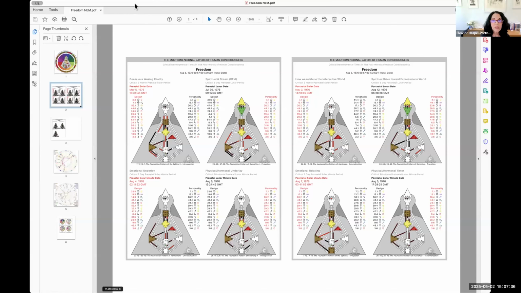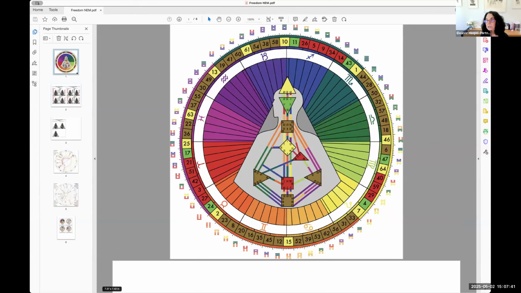Let's get into it. I will share my screen. And I will show you why I use the multidimensional perspective. Prior to your birth, so prenatally, the sun was in the second hexagram. By the time you were born, it had moved to the seventh hexagram in Leo. And then by the time you were 3 months old, it had moved to the 44.